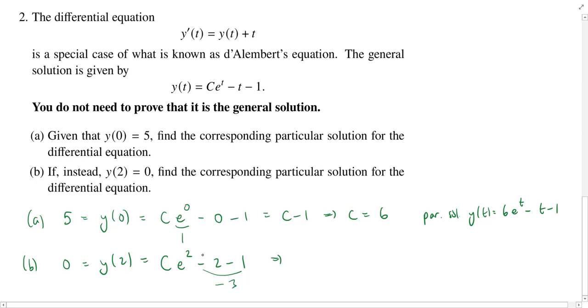And then we can divide by this e squared. So we're going to get c is equal to 3 divided by e squared. It's only slightly more complicated arithmetically, but not much. And so a particular solution is going to be given by y of t is equal to 3 over e squared times e to the t minus 1. All right, it's just that simple.